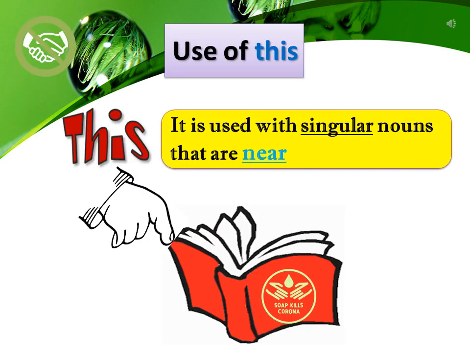Now let's see the use of each one of them. نشوفو استعمال ديال كل وحدة فيهم وانت كتستعمل. So the use of this. So this is used with singular nouns that are near. First, a noun should be singular, خصو يكون مفرد. And it should be near, يعني قريب منا, شي حاجة قريبة عنا كامرة. This book. Example: this book.